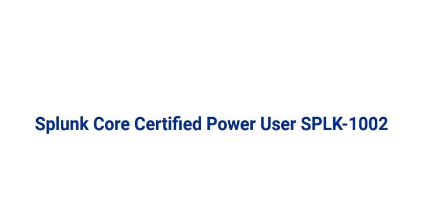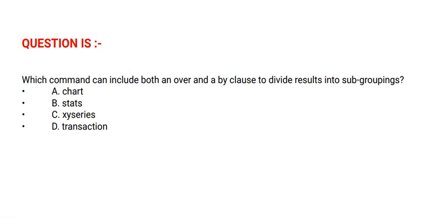Today's question is, which command can include both an over and a by clause to divide results into subgroupings? Option A, chart. Option B, stats. Option C, XY series. And option D, transaction. The correct answer is option A.